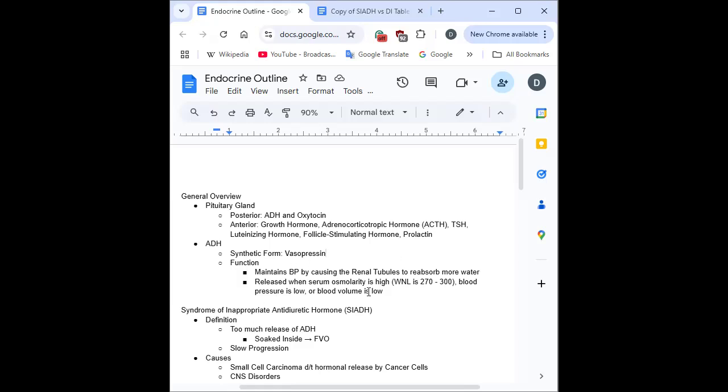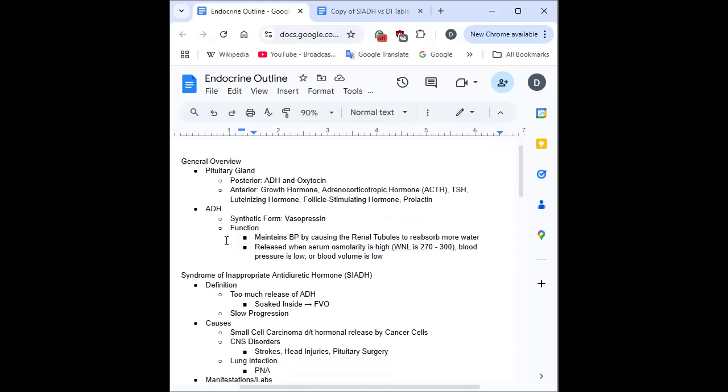Here, it's released when the serum osmolarity is high. Within normal limits is 270 to 300. It's released also when the blood pressure is low or the blood volume is low. So when there's too many electrolytes and not enough fluids, or when blood pressure is low and blood volume is low. Just a general overview.